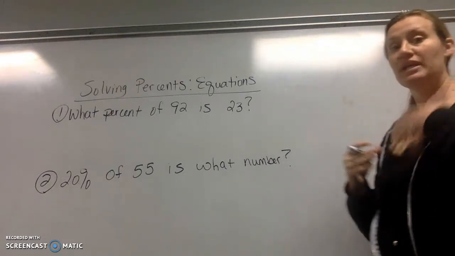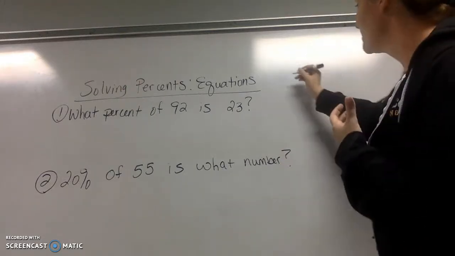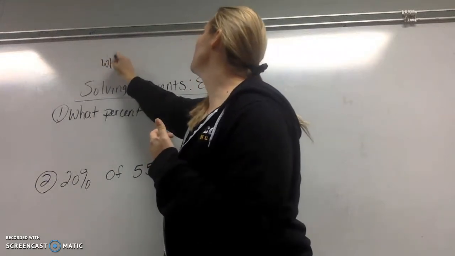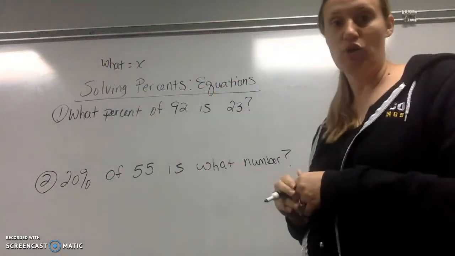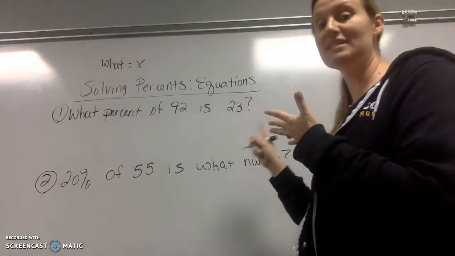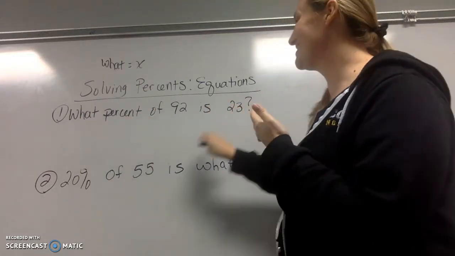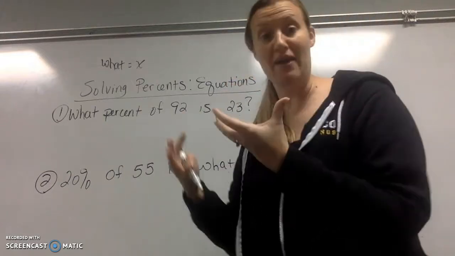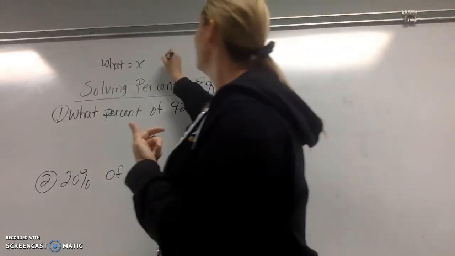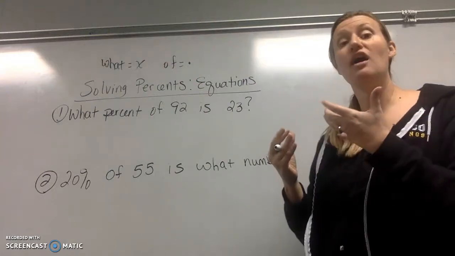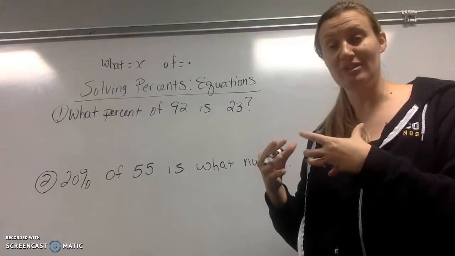Okay, here are some key ideas. What is going to be your variable? Wherever you see what, that is where you're going to put your variable. As you read this sentence, we're going to recreate it in math. Instead of words, we're going to have math symbols. Of will mean multiplication, so wherever you see of, we're going to drop a multiplication sign.